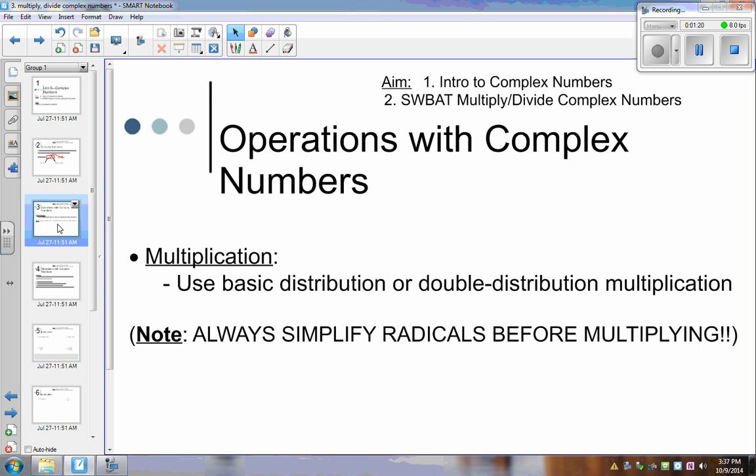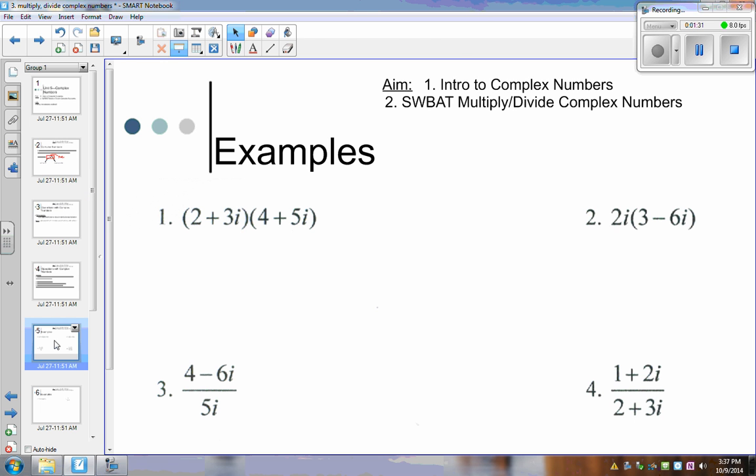Now, the actual math with multiplying and dividing is stuff you already know how to do. Multiplication is really just basic distribution or double distribution. As you noticed, your complex number is a binomial, so if we multiply two of them together, we're just going to do our basic double distribution work. In number one, we have a binomial times a binomial, or a complex number times another complex number.